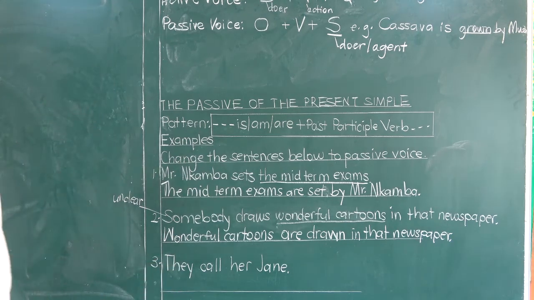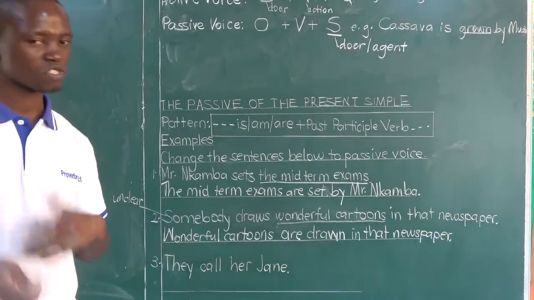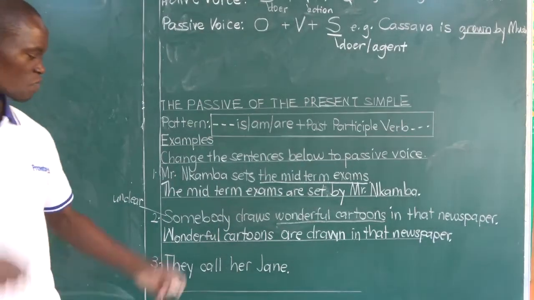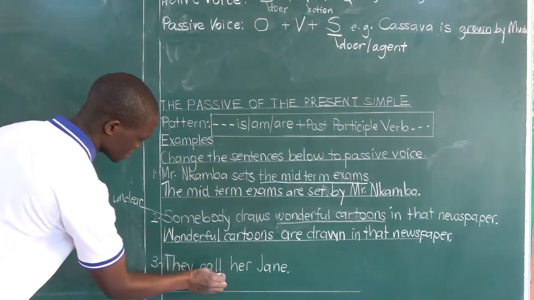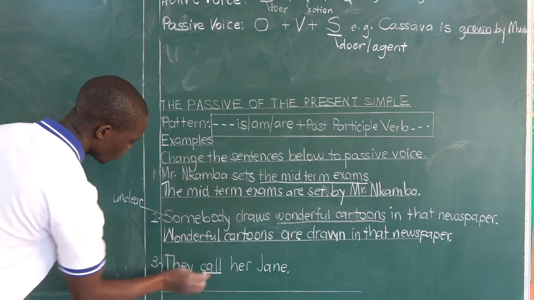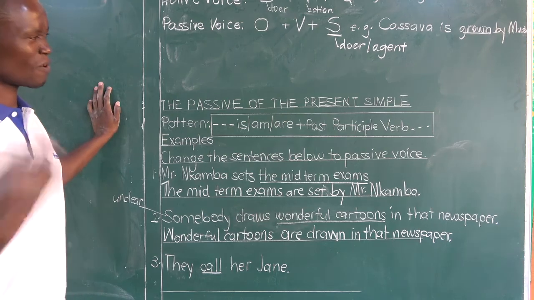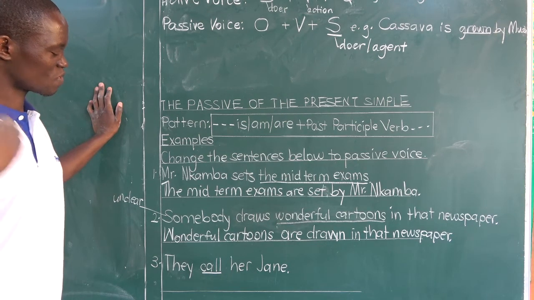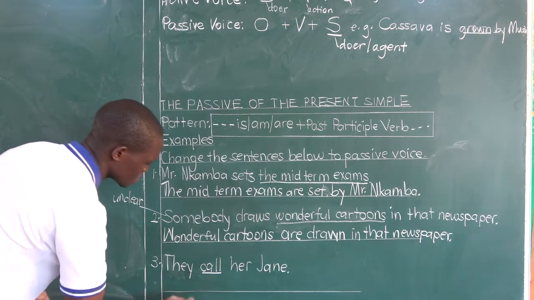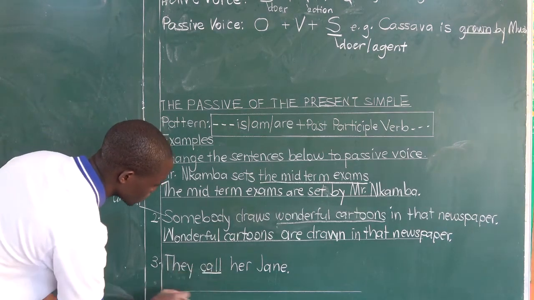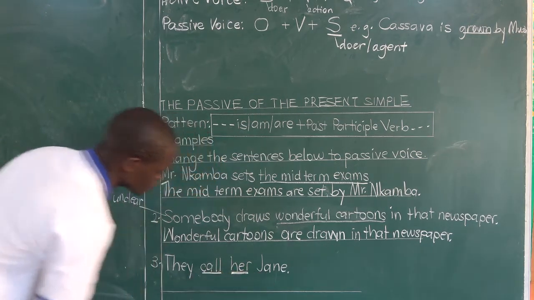They call her Jane. Today you are going to realize that many sentences in the passive voice may not require the doer, especially if you don't know the exact doer of the action mentioned in that sentence. They call her Jane. Who exactly calls her Jane? You are not very sure. You may think of all people, yes, but do we know the specific people who call her Jane? Never. That's why we change to passive. Okay, they call her Jane. Her is our direct object, not Jane.